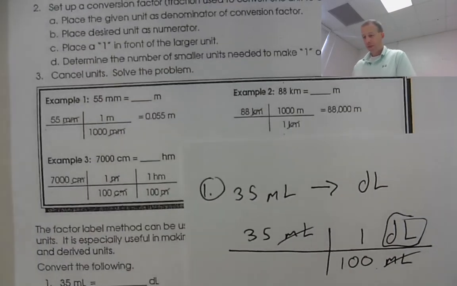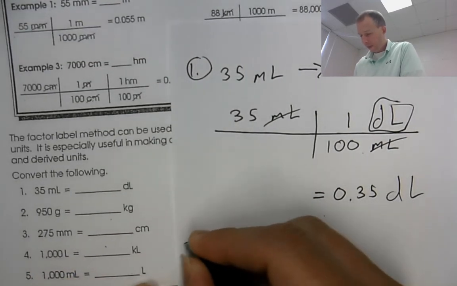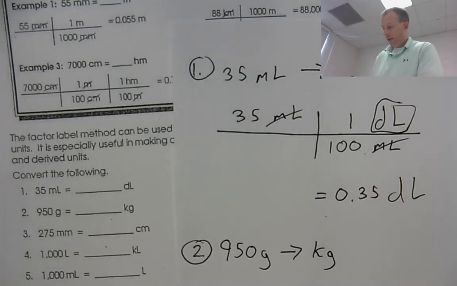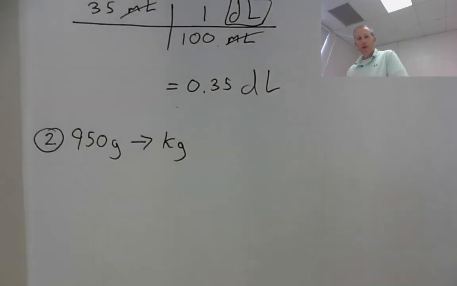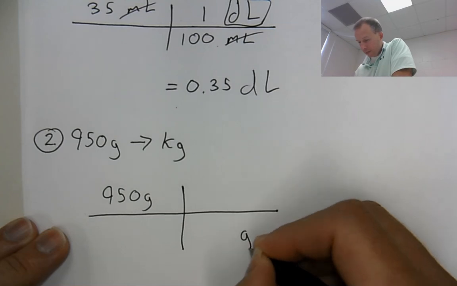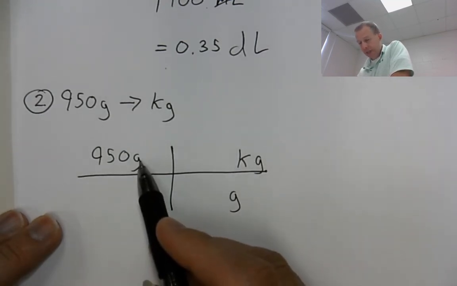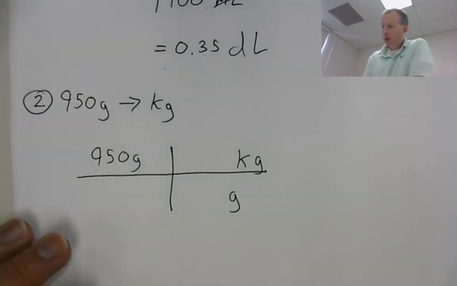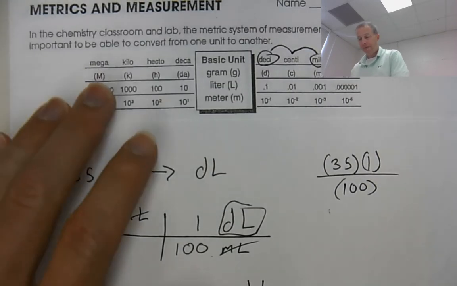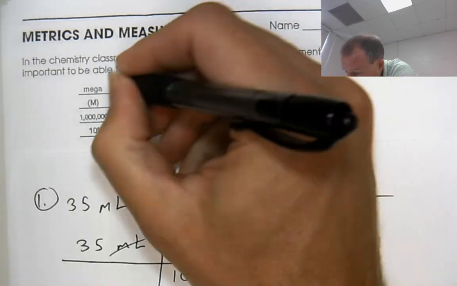Now let's do number 2. We've got 950 grams. You're going to convert it to kilograms. To start with, again, just set up your chart like you always would. Remember, whatever you put in this spot here, it always diagonally moves down. You are always going diagonally this way, always. So we've got 950 grams. We're converting to kilograms. So in this case, we are going from grams, the base unit, to kilogram.